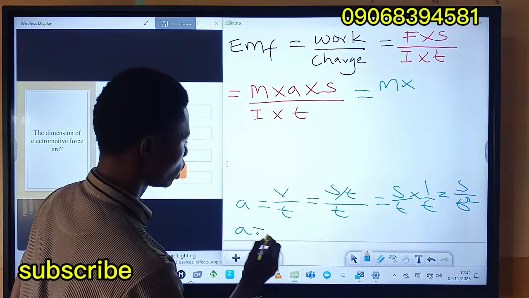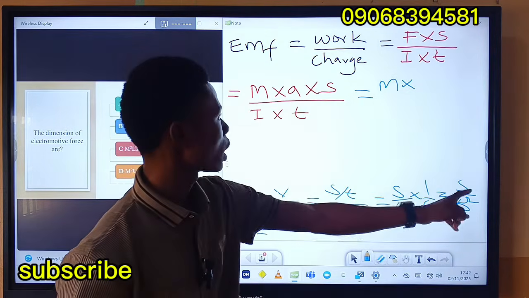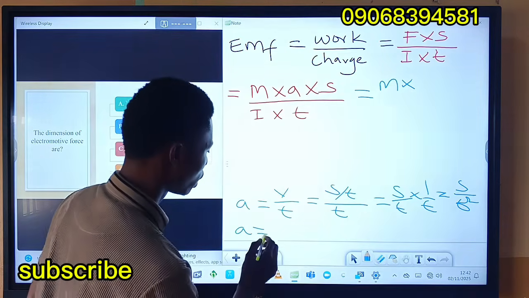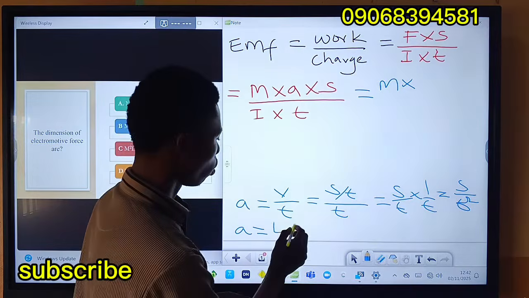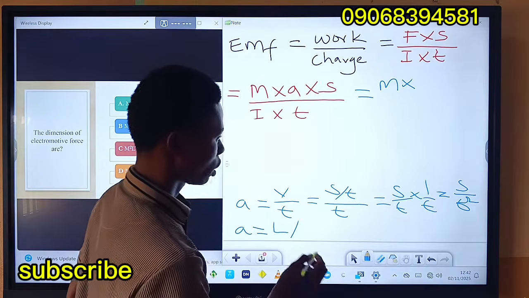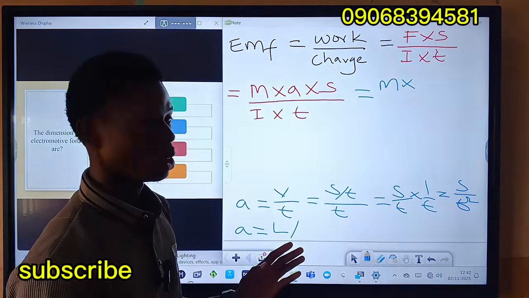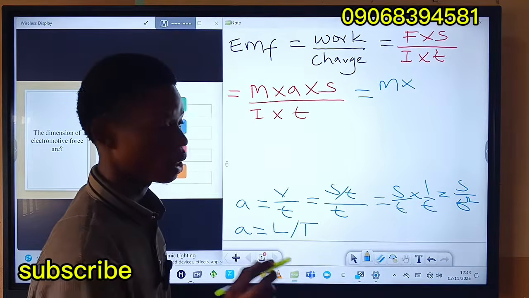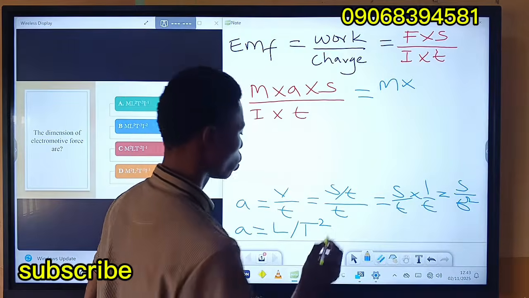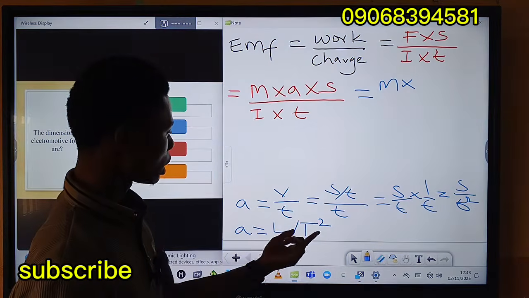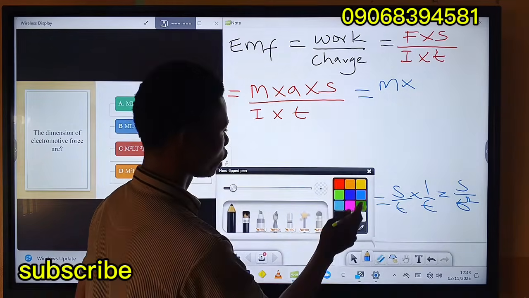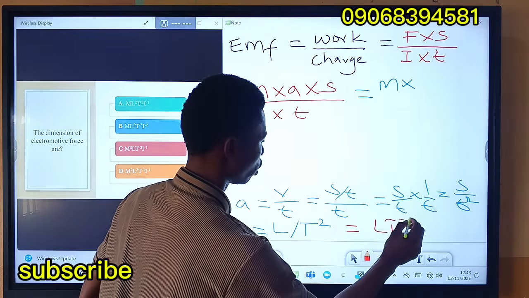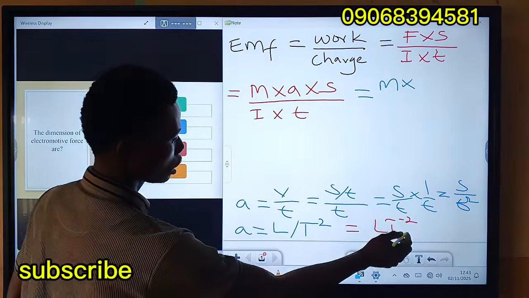So this same acceleration is now distance, and distance here is length, L, all over time. Time is a fundamental quantity, so I'll leave it as T. Now when you're writing dimension, use capital letter, but we have square with it, so T square. This is the dimension for acceleration, and if you don't want to write it like that, you can write it as LT raised to the power minus 2. So this is same thing as this.